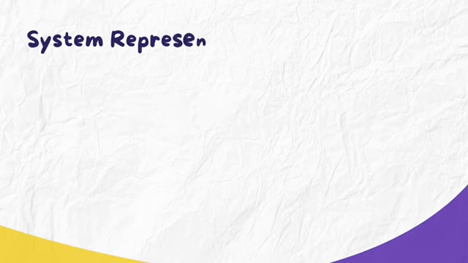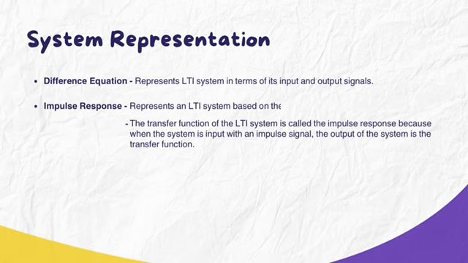System representation. In system representation, there is the difference equation and the impulse response. The difference equation represents an LTI system in terms of its input and output signals, while the impulse response represents an LTI system based on the system transfer function. The transfer function of the LTI system is called the impulse response because when the system is input with an impulse signal, the output of the system is the transfer function.